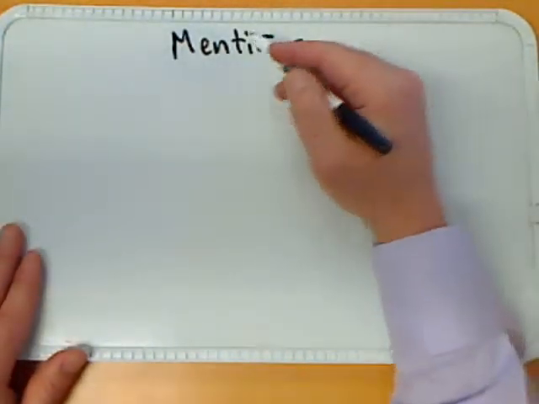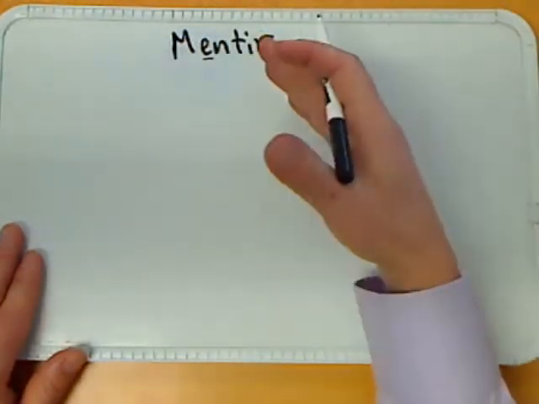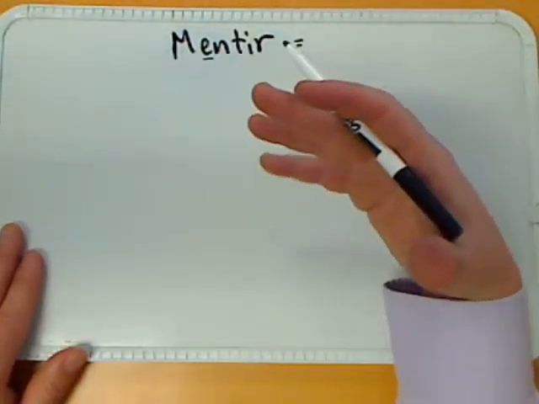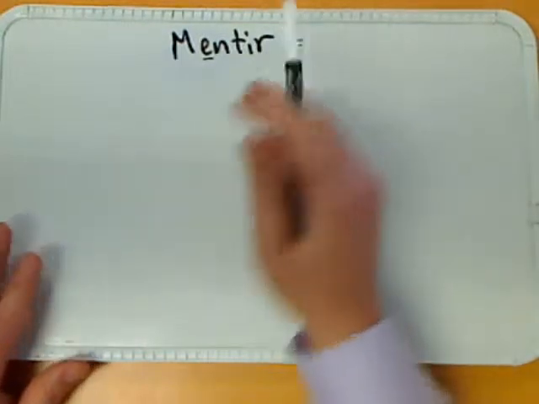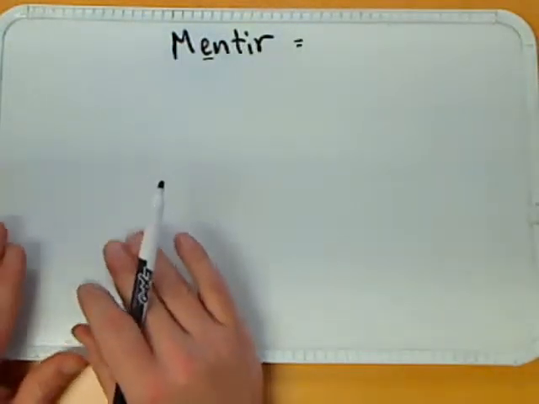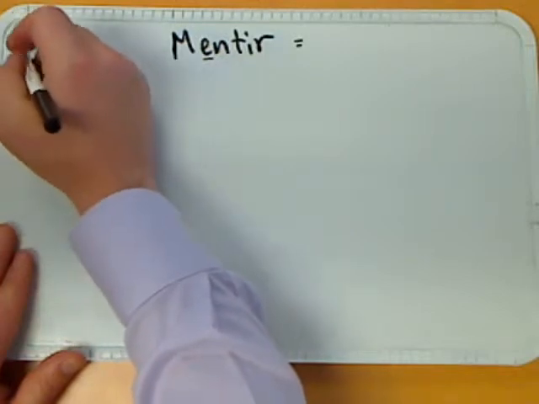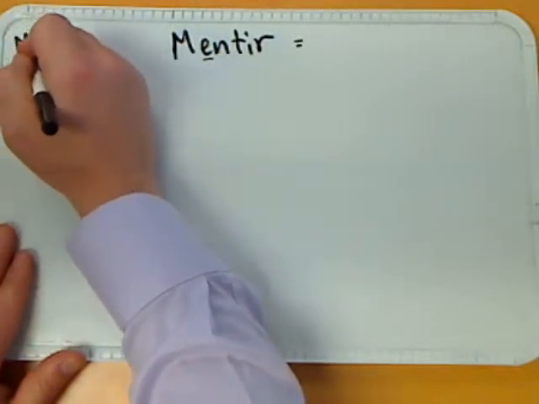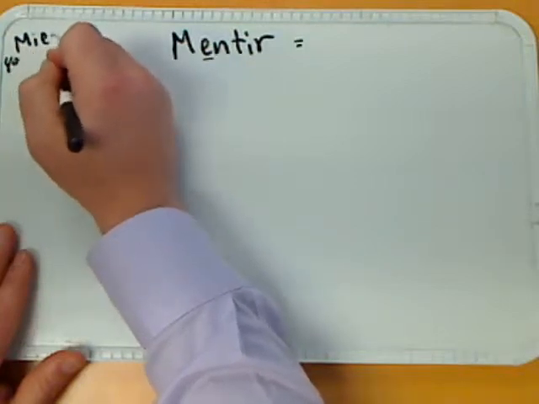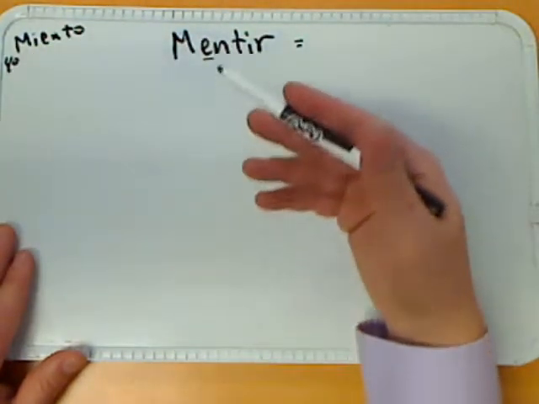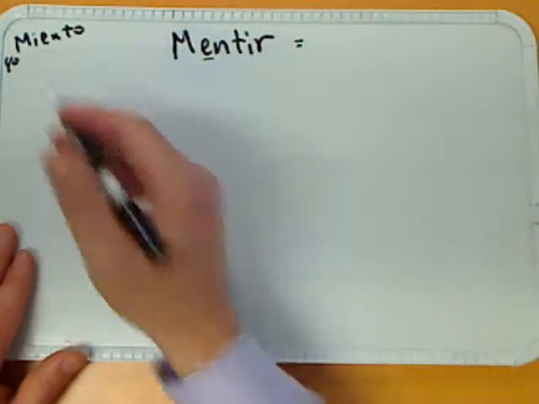In this example, mentir, I chose mentir because it's an example of an IR verb that in the present tense of the indicative is a stem changing verb. The E will go to IE. Again, in the present tense indicative, it would be yo miento. So it is a boot in the present tense indicative. Okay?